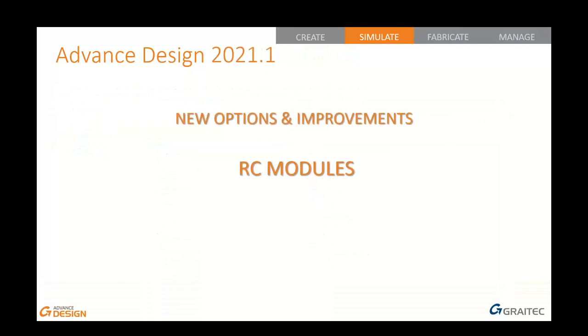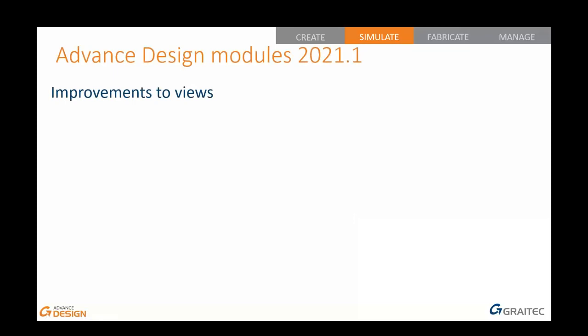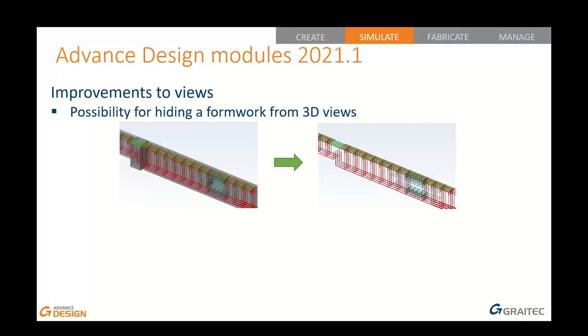And now it's time for improvements related to concrete modules. Several improvements have been made to the graphical presentation of the views. I will mention only two. The first is the possibility of hiding the formwork from the 3D view. Just by pressing the hide button, we can quickly see the reinforcement without the geometry of the element. So it's another easy way to see just the reinforcement.